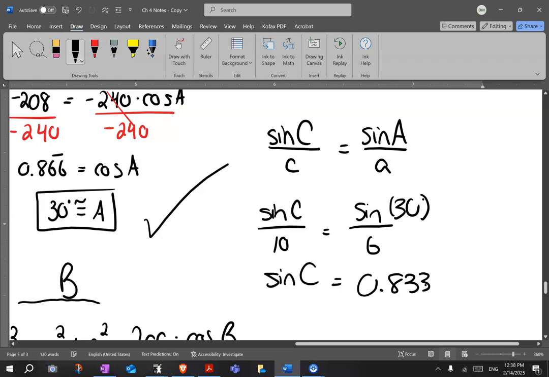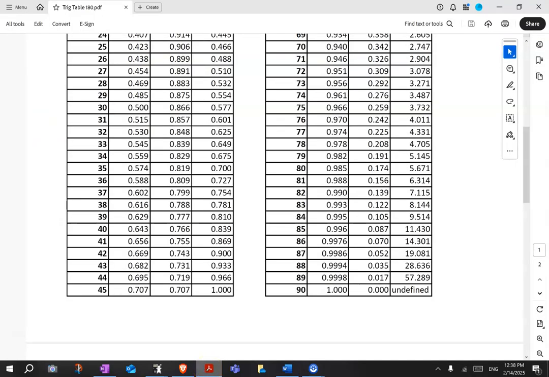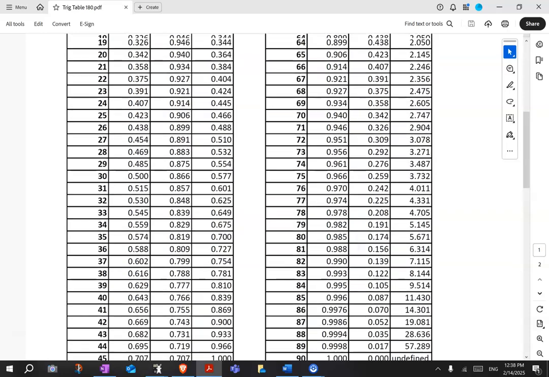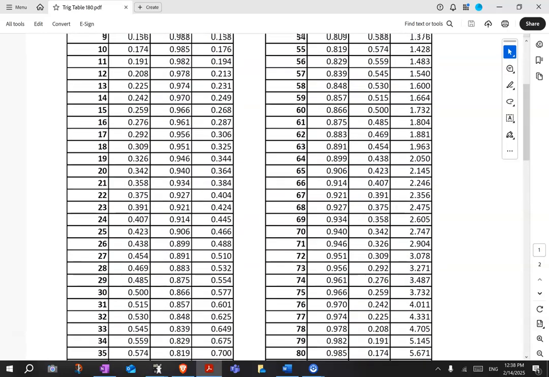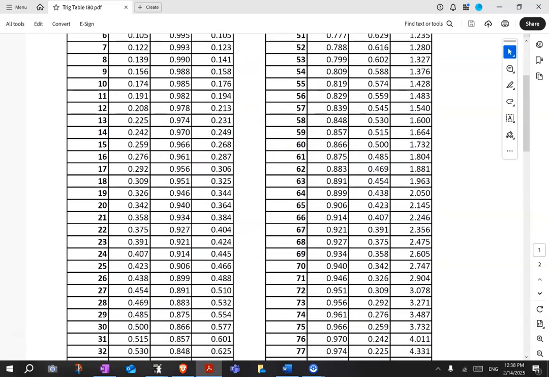sine of C. So I'm going to try to look for sine of 0.833 on my table. Sine 0.833. Ooh, it looks like it's 4 away. It's so close. I'd probably say 6 away, and I mean, I don't know. It's closer to the 56. So 56, let's just say 56.